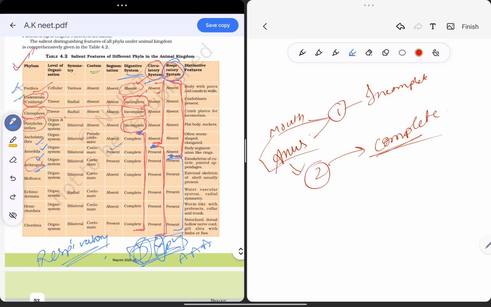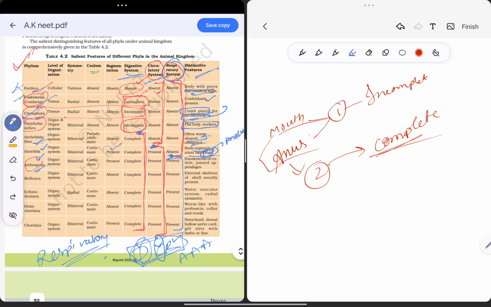The distinctive features for Porifera: body with pores, canals, and walls. Cnidoblasts are present in Coelenterata. In Ctenophora, comb plates are used for locomotion, which is very important. In Platyhelminthes, the body is flat and suckers are present. Aschelminthes are worm-shaped, elongated, with a cylindrical body. Body segmentation like rings means immediately you should remember Annelida.